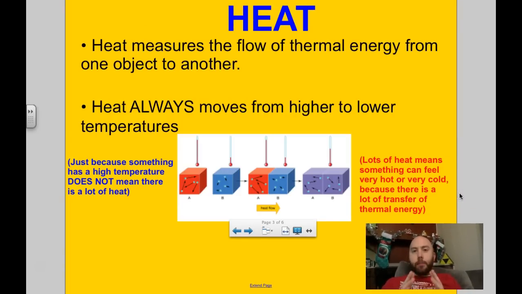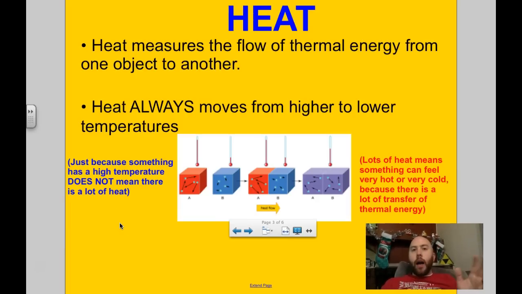So here's what heat means. Heat measures the flow of thermal energy from one object to another. I will repeat. Heat is all about the flowing of thermal energy. And it always moves from high temperatures to low temperatures. Just because something is very hot does not mean it has very much heat. Again, just because something has a high temperature does not mean it has a lot of heat. Heat is about the transfer of thermal energy.